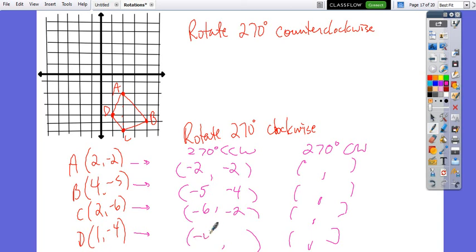All right, 270 clockwise is change the y value and swap. Okay? Change the y value and swap, and what do we get when we change the y value and swap? 2. Okay. Again, change the y value and swap. We get 5, 4. Change the y value and swap. 6, 2, and 4, 1.